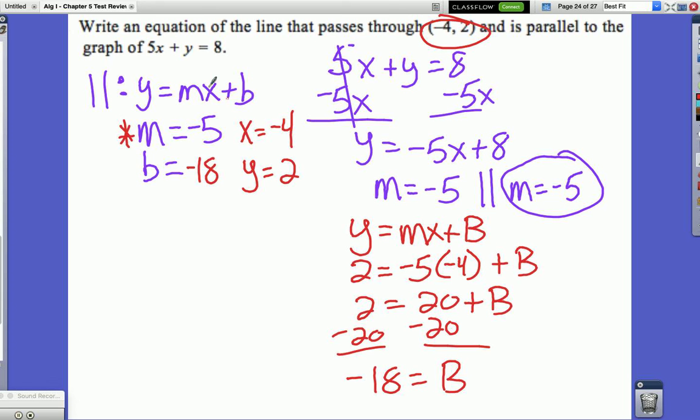So we found the slope by first solving the equation for y, so we could identify the slope of the given line, and we know parallel lines have the same slope. Then we found b by using the slope and plugging in the values from our point, and found our y-intercept. So we can write our answer. y equals -5x minus 18.